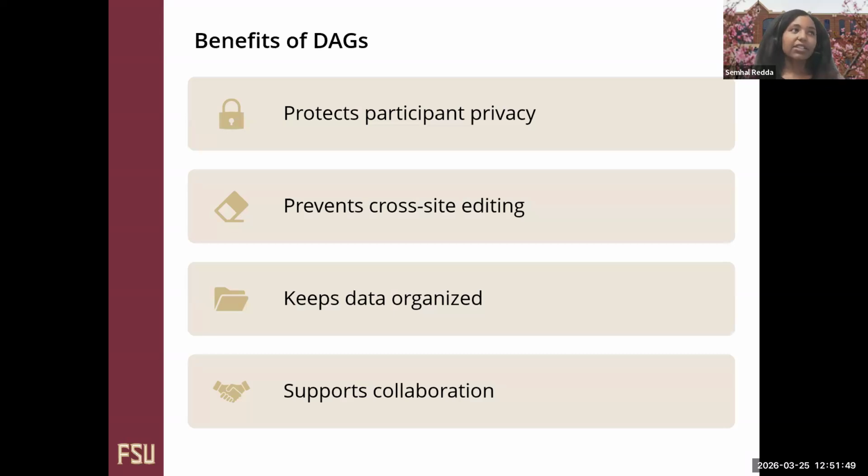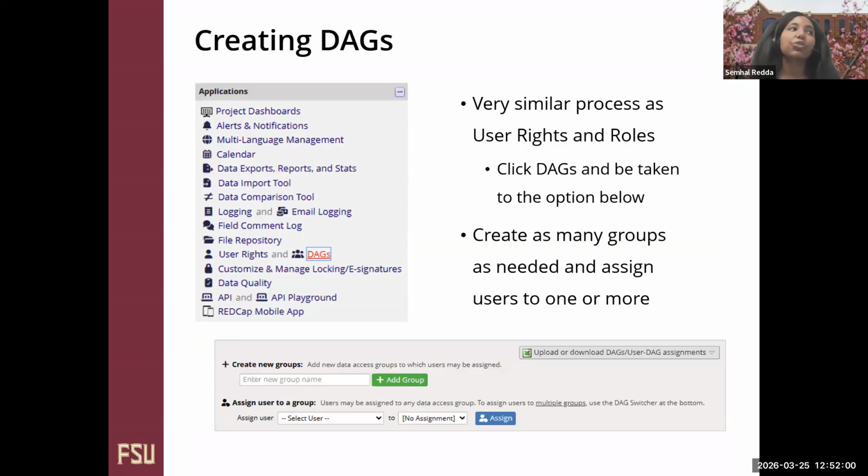Some of the benefits of DAGs is that they protect participant privacy, they prevent cross-site editing, they help organize data, and they support collaboration between different institutions. So in order to create a DAG, the option is right next to user rights under that application heading in the right-hand column. Again, you would need permission to configure this. If you don't have user rights permissions, this will not show up. It's a very similar process. You click the DAGs icon, you get the option shown below, and you can create as many groups as needed and assign users to one or more.